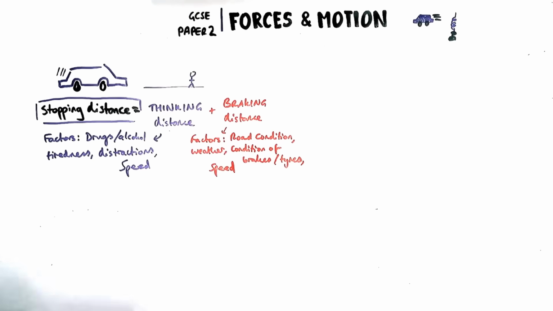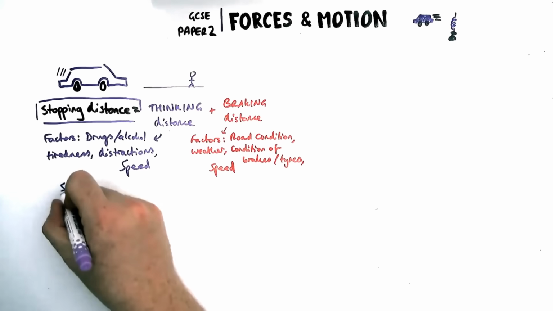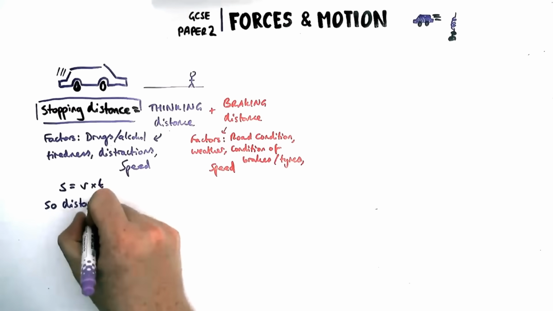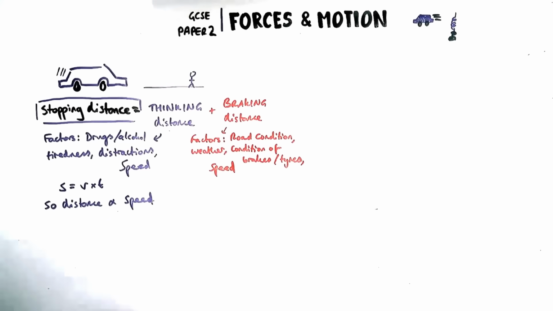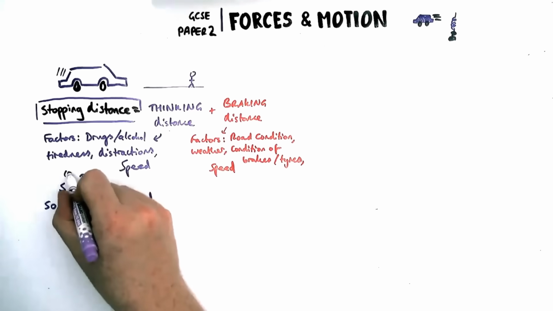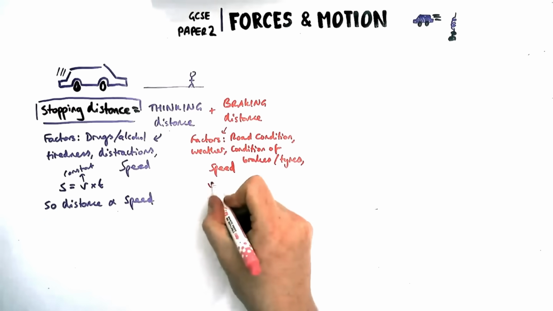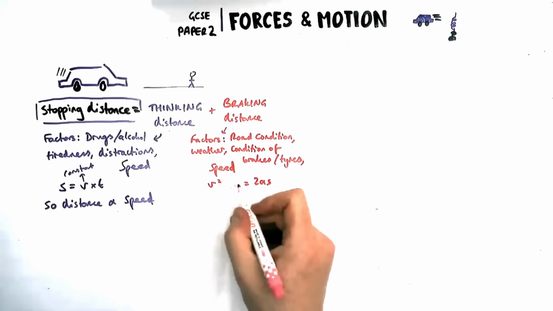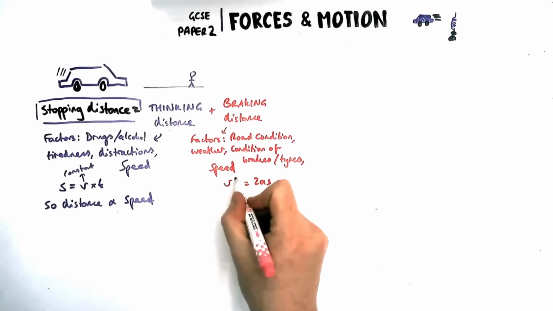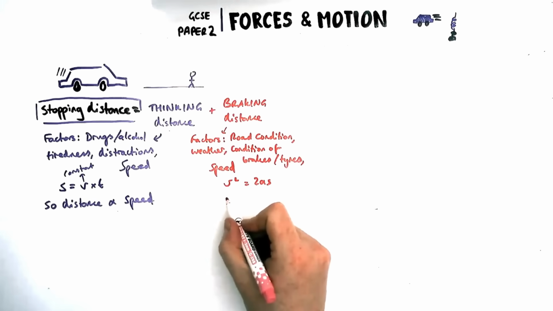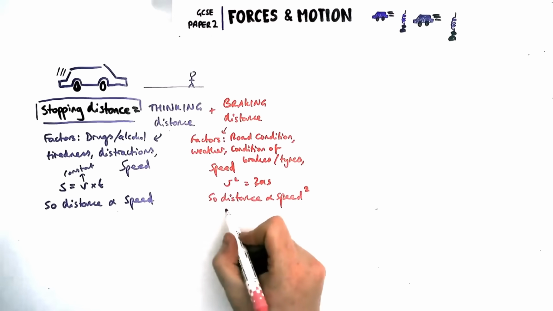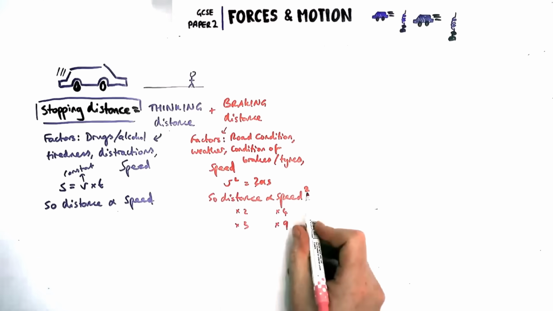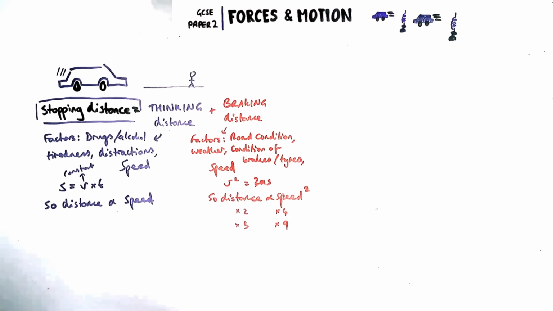For thinking distance, we need to use the equation distance equals speed times time. The reason is because the velocity is constant, so therefore the distance is going to be proportional to the speed. And also the time, reaction time, is going to be proportional to the reaction distance, or the thinking distance. When we talk about braking distance, on the other hand, the distance is proportional to the speed squared. Because the speed is not constant, we can use the v squared equation from earlier. This means if I was to double the speed, then the braking distance is going to go up by a factor of 4. If I was to triple the speed, the braking distance would go up by a factor of 9.